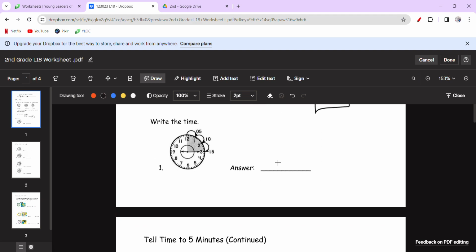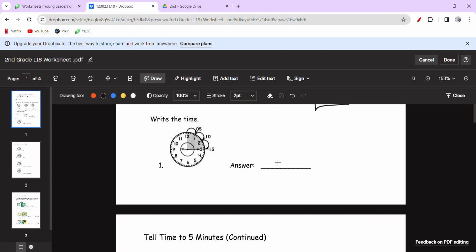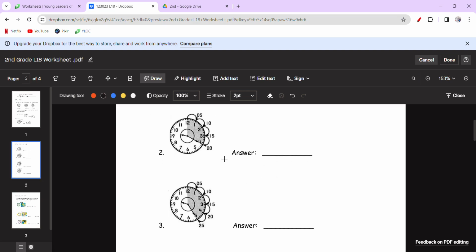So let's try it out. Our hour hand is pointing at 9, so we know that this will go in the front like that. And we know that the minute hand is on the 3. So let's count. 5, plus 5, which is 10, plus 5, which is 15. Okay, so then, very simple, you just write down 15, because that is the time. Very simple. Let's try number 2.